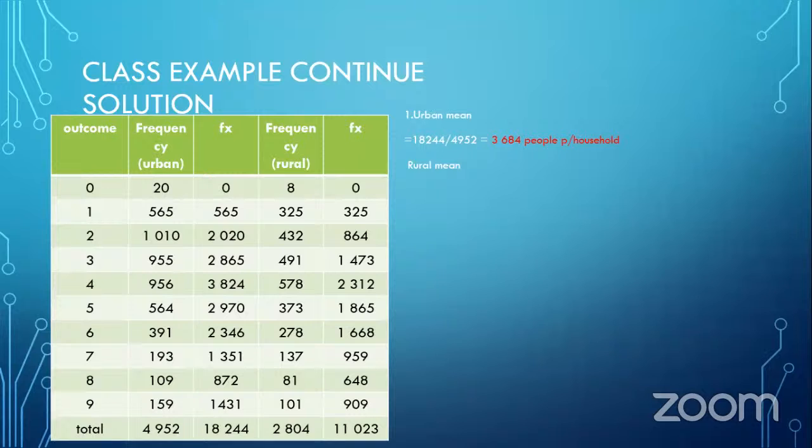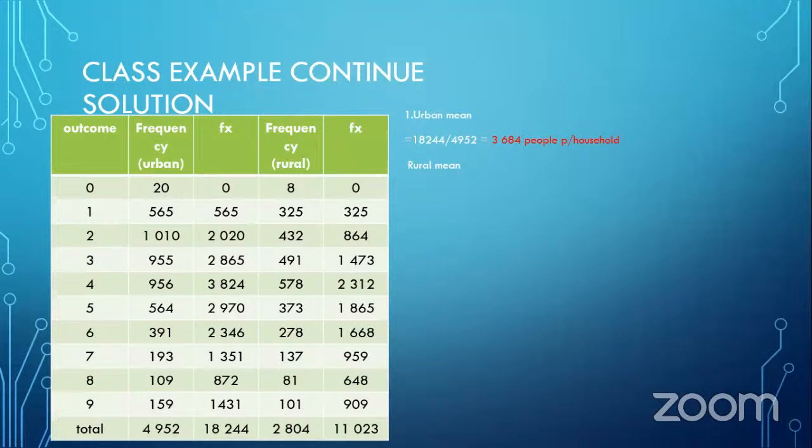So are you able to calculate the mean for the rural area? Can I take out my calculator quickly? I'm sorry, I'm not at home, so things are not in front of me. Okay, it's cool. Yes, I'm here now.